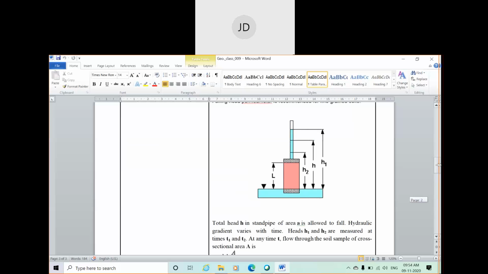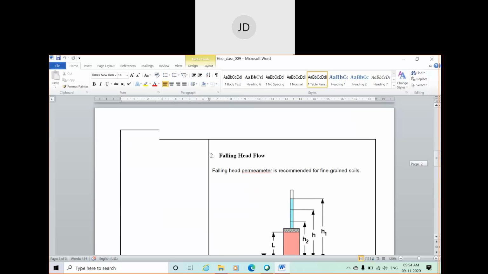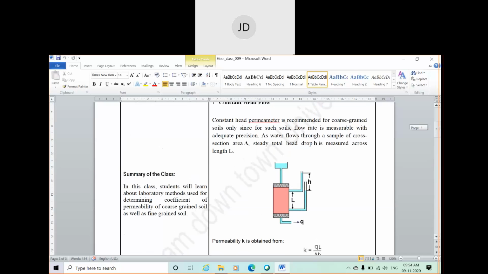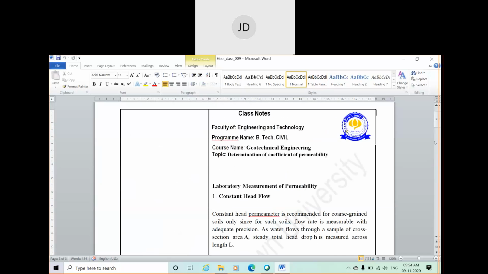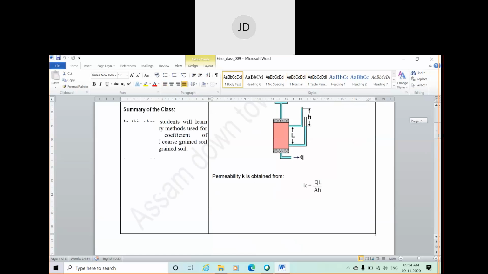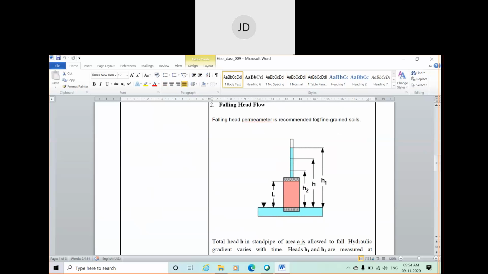So this is all about today's class. I just want to mention the two tests used for determination of the coefficient of permeability. The first one is the constant head permeability test, and the second one is the falling head permeability test. The constant head test is used for coarse grained soil, and the falling head test is used for fine grained soil. Clear?